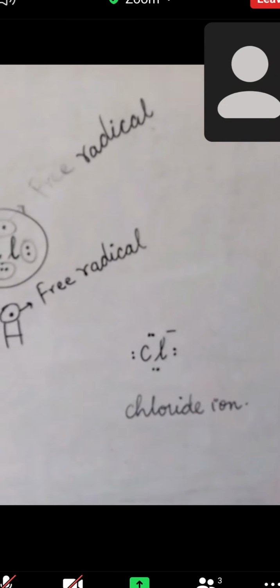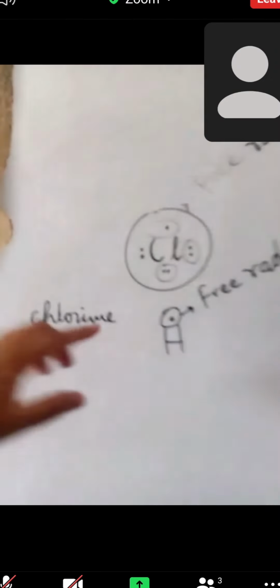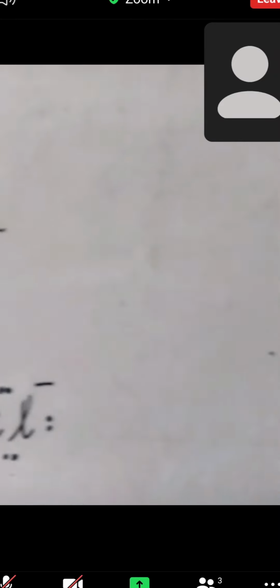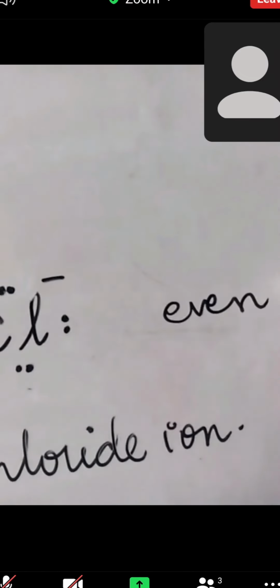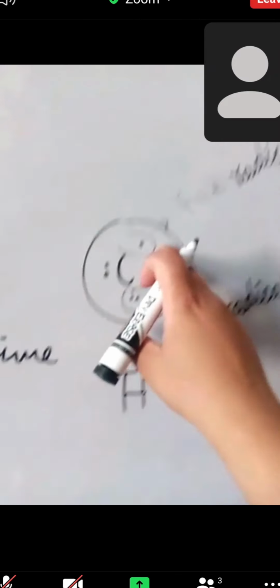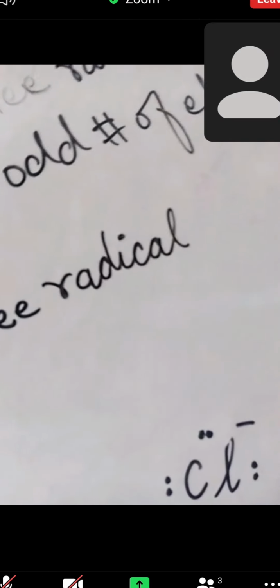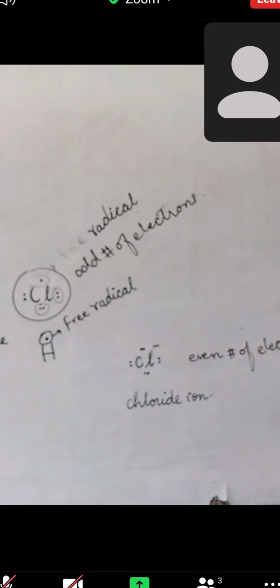What has it become? Chloride ion. When it has taken an electron, now it has become an ion. Originally it was chlorine and it was having a single unpaired electron. And here it is chloride ion because it has completed its pair of electrons. So it has an even number of electrons, and an ion is having an even number of electrons. Even का मतलब है pairs are completed, and odd means one is alone. A free radical is having an odd number of electrons. Clear? Are you sure it is clear? Yes, ma'am. Okay.